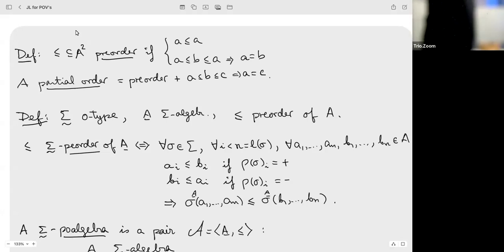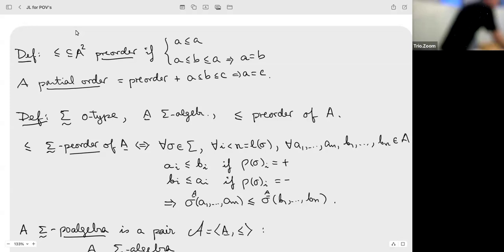So this means that for every symbol and for every coordinate i smaller or equal than the length of the symbol, and every time that we have a1, ..., an, b1, ..., bn elements of the algebra, if the a_i are below the b_i and your symbol turns out to be positive in the i coordinate, and the opposite, b_i are below a_i, if your symbol is negative in that coordinate, then when you apply sigma to all of the a's, it will be below the application of sigma to the b's. So that's the notion.